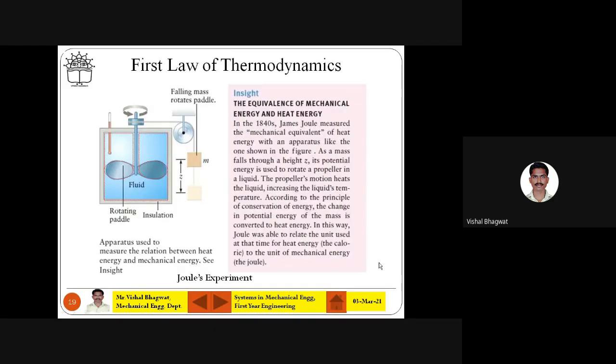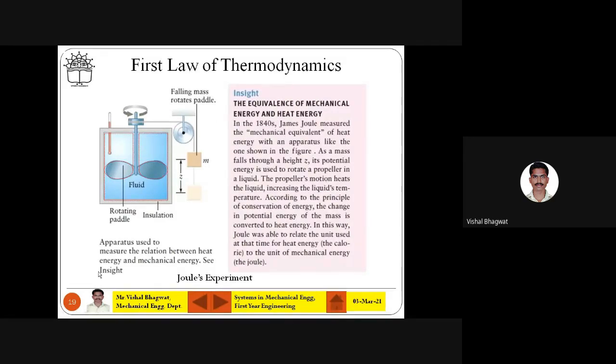Now the first law of thermodynamics. Just observe this cursor. This is a setup, an apparatus used to measure the relation between heat energy and mechanical energy. There is some insight here: the equivalence of mechanical energy and heat energy. What's the story about it? So how do you measure the heat energy and how do you measure the mechanical energy?